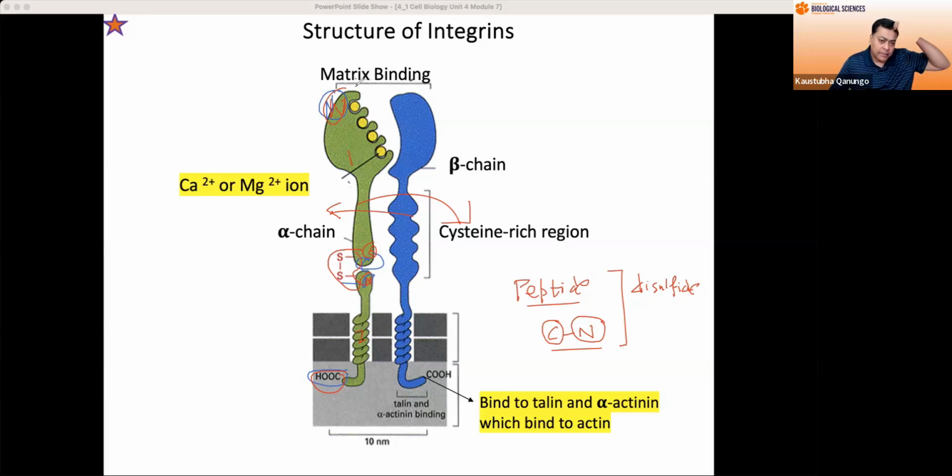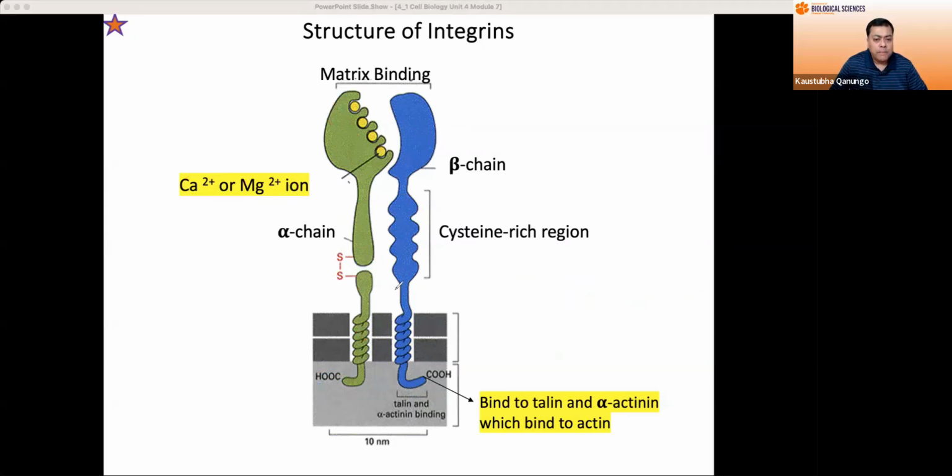So that's your alpha chain, and it does have several domains in its head, which bind to calcium or magnesium ions. Calcium and magnesium are essential and required for its function. Then you have the beta chain, which is one straight chain with no gap between the N and C terminal ends. There is a middle neck region, which is rich in cysteine. And the beta chain binds to talin and alpha actinin. This is in between the lines.